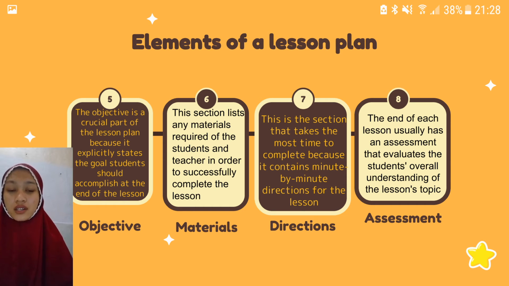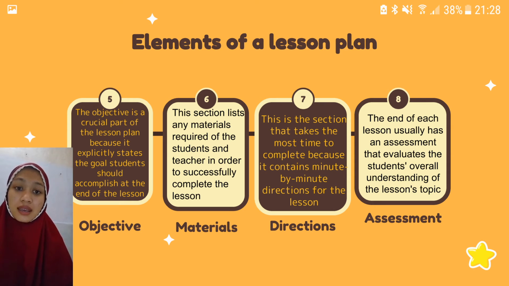The seventh is the direction. This is the section that takes the most time to complete because it contains minute by minute directions for the lesson. Directions include what you intend to do at the beginning, middle, and end of the lesson. Some teachers prefer to give general directions rather than explaining each minute. You can refer to your administration's policy for guidance on how to complete the directions in your lesson plans.